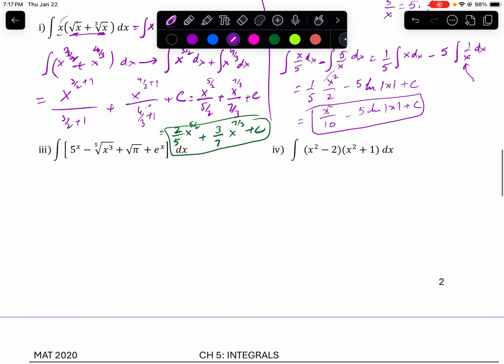Okay, next one. Again, we can separate, and along the way, if I have to simplify something, I will do that. For example, in this one, a radical expression, so we can change it to a power. So minus, what will be the power? x raised to 3/5. That's how you change the radical. What about this one? Should I write it like pi to the 1/2?